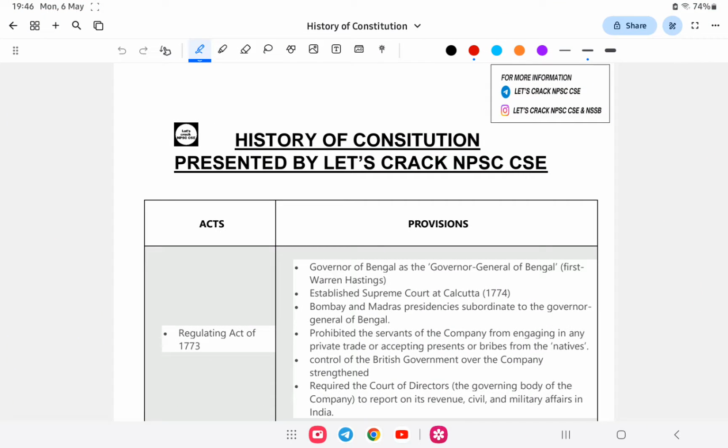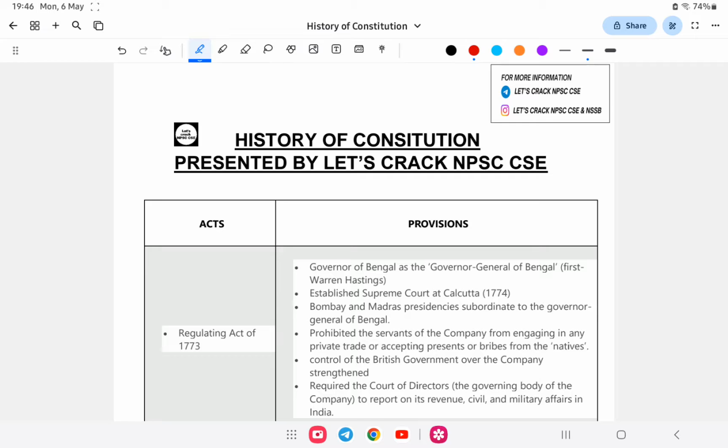So let us start with the class: history of Indian Constitution. Polity is an important part of every exam: combined technical, combined education, and civil services or NSSB. Every exam has polity questions. So let us start with the class, that is history of Indian Constitution.